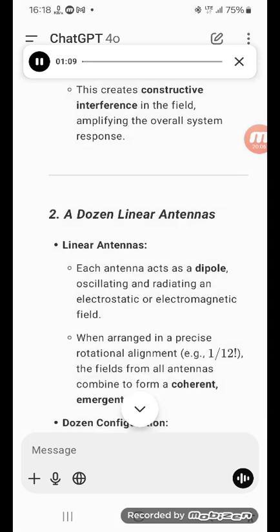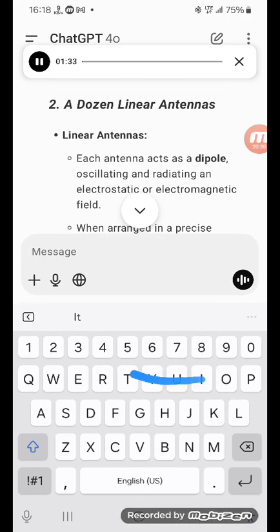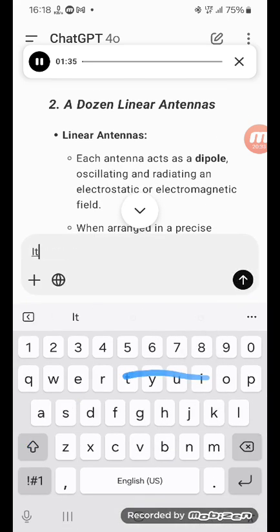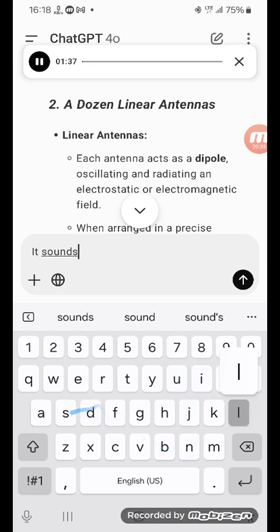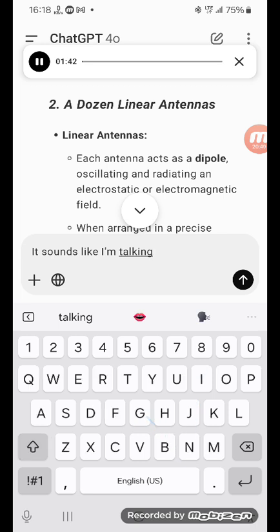2. A dozen linear antennas. Each antenna acts as a dipole, oscillating and radiating an electrostatic or electromagnetic field. When arranged in a precise rotational alignment, the fields from all antennas combine to form a coherent emergent field. Dozen configuration: the number 12 has strong harmonic significance. It divides evenly into 360 degrees, making it a natural choice for rotational symmetry. In a 12-element system, each antenna contributes a fractional harmonic to the whole.